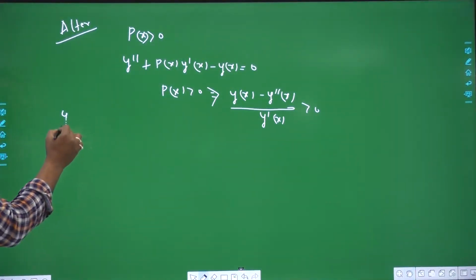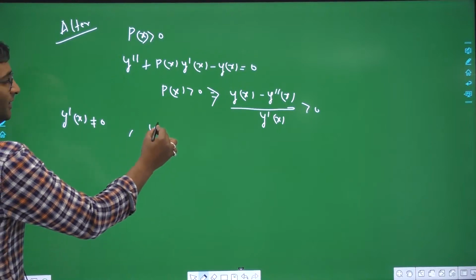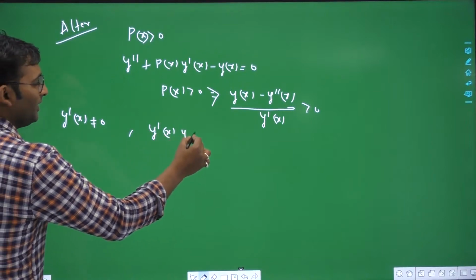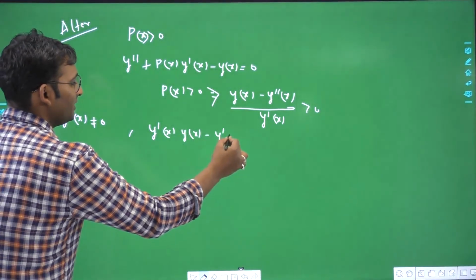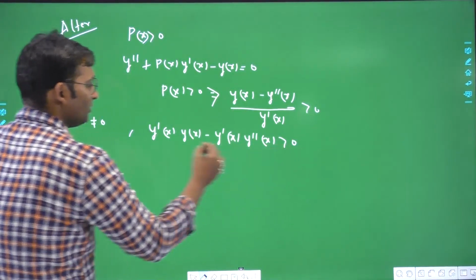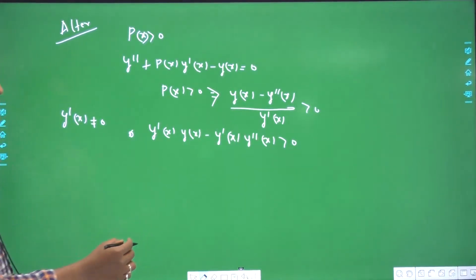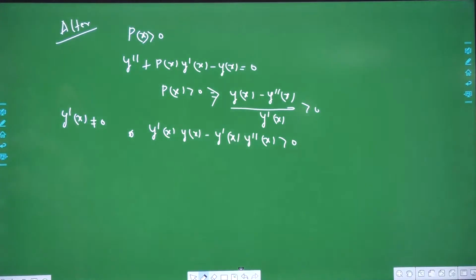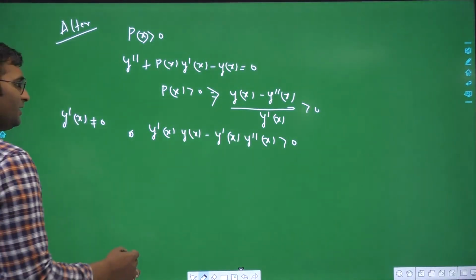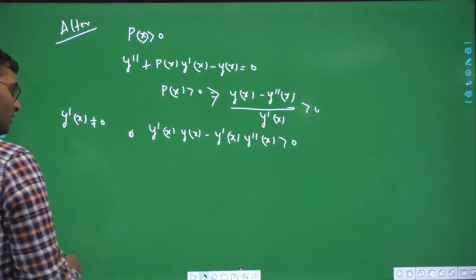So if y'(x) is not equal to 0, then I can simply write that y'(x) into y(x) minus y'(x) times y''(x) is greater than 0. So this is greater than 0, integrating, what will you get? So what will you get on integration? Okay, so if you integrate it all over again, you won't get much to know, but probably you will see one thing.